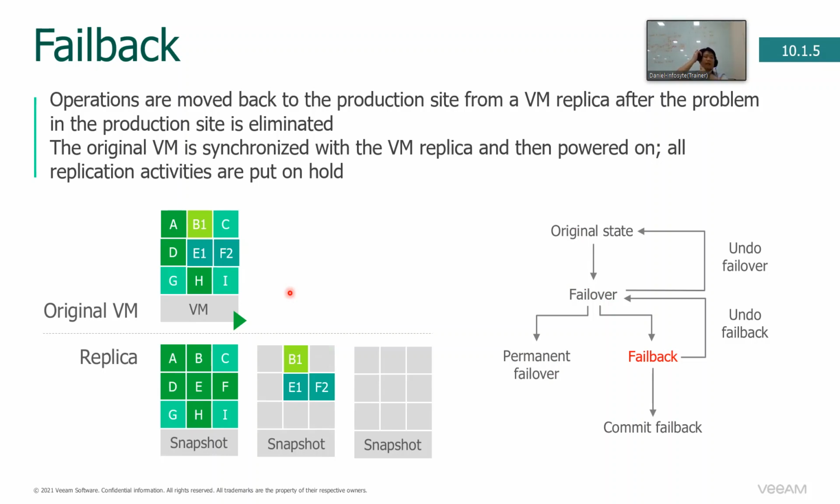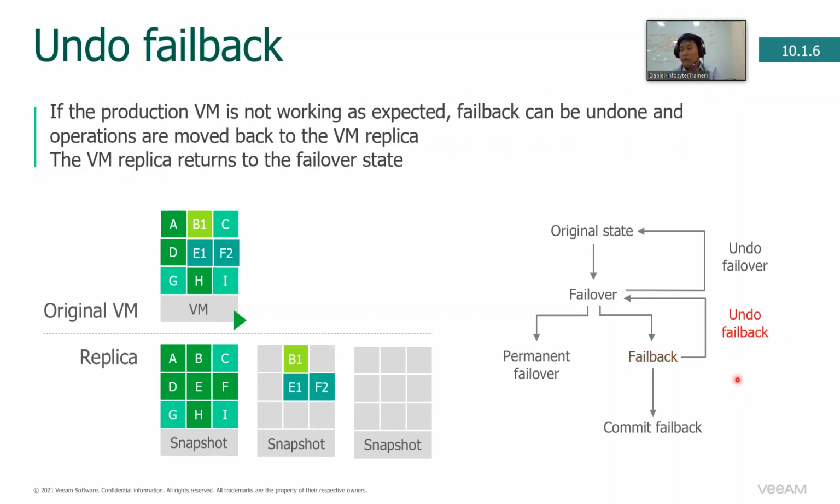And after failback, you found that the original VM is not working fine. Maybe it still has some minor issue, etc., that you want to fix, and it will actually affect your services. Then maybe it's a good idea for me to roll back, utilizing the virtual machine replica here to actually continue the service before I rectify the problem here in the original VM. That's why we can select what we call the undo failback.